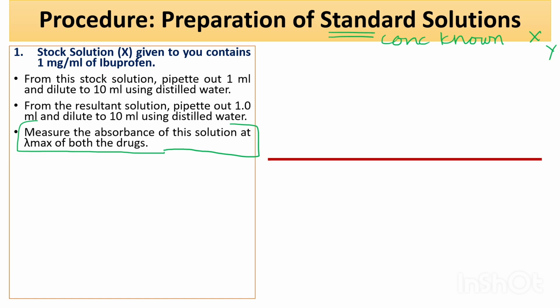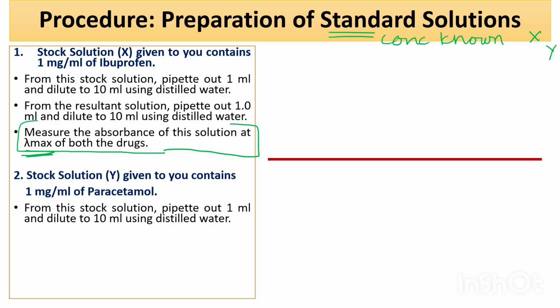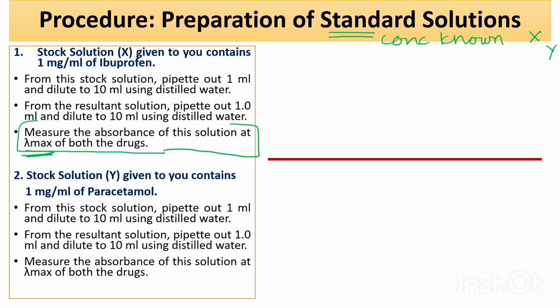In the simultaneous equation method, we measure the absorbance at lambda max of both the drugs. I have explained this very nicely in my earlier video, so please go through that video for the detailed theory of the simultaneous equation method. And this is the procedure for preparing the standard solution of Y. Here Y is paracetamol and X is ibuprofen. This is as per the PCI syllabus.